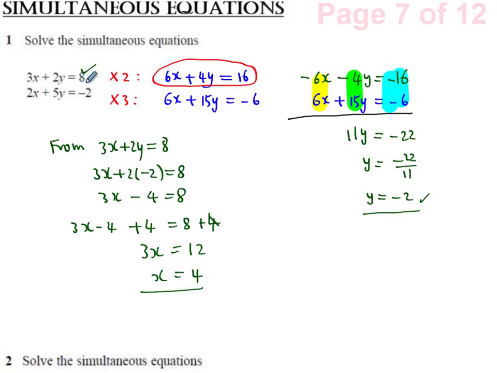And if you were to represent these two lines on a Cartesian graph, so you've got two lines, the intersection of the lines would be 4, minus 2. That's the x value, and that is the y value.